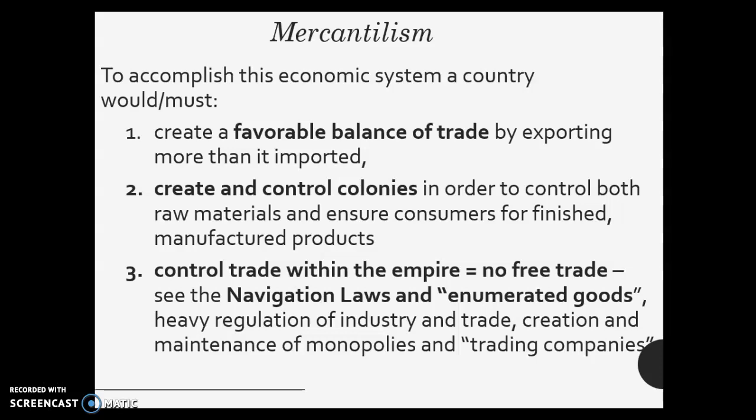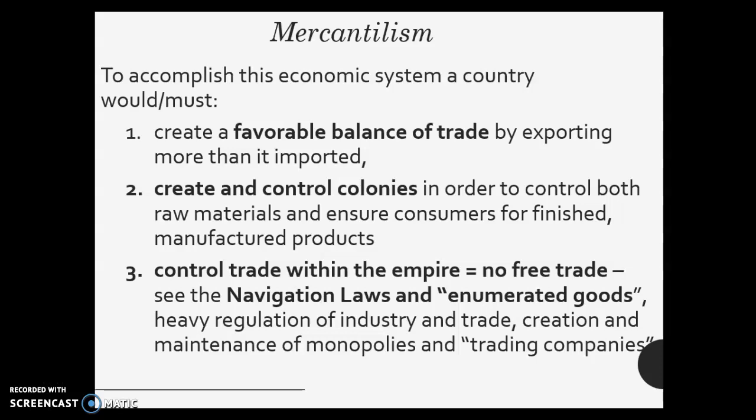The way they did this too was navigation laws and these enumerated goods. What this meant was the English passed a law that said for colonists, if they wanted to trade anything, the biggest, highest priced items, tobacco, sugar, tea, that sort of thing, they had to sail on British ships from the Americas back to England. They had to go through an English port once. And then they could be re-exported. So, again, control it. Everything's staying within England here.